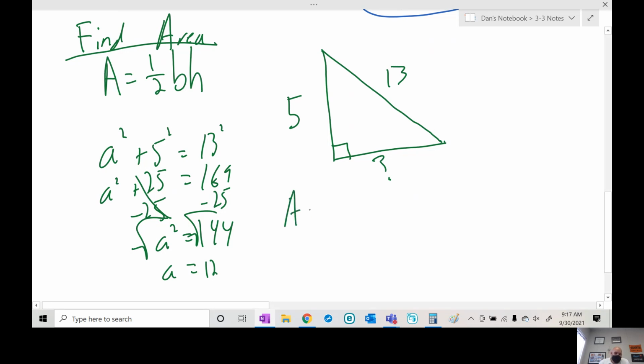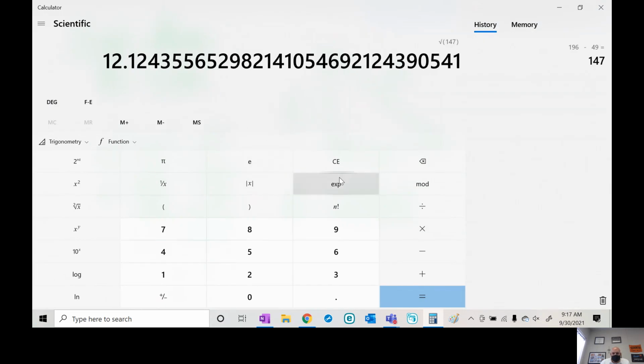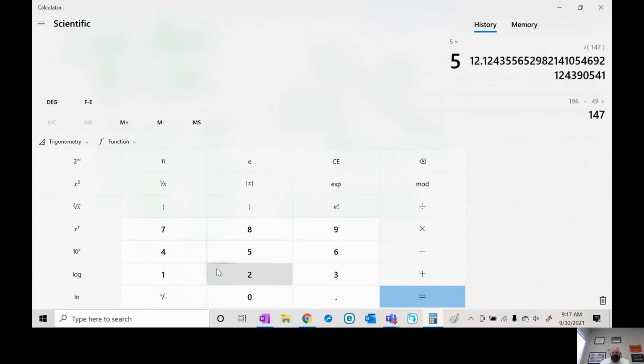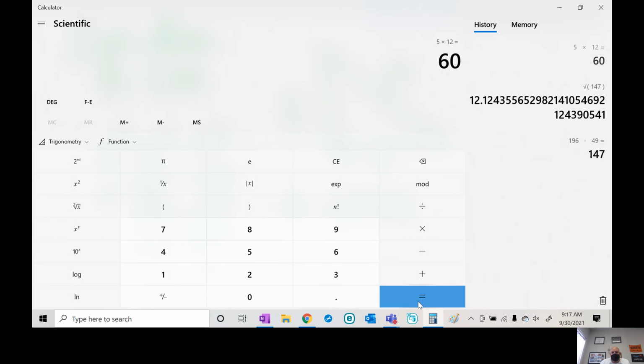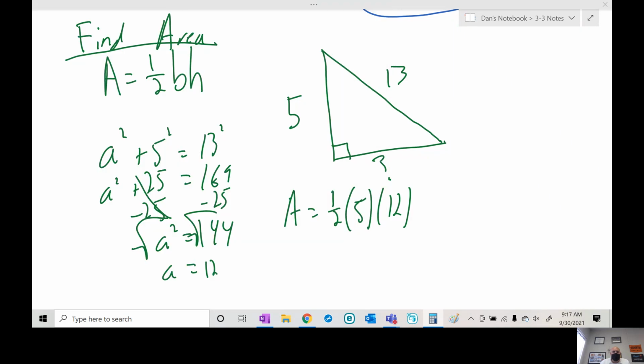So then you're going to say the area equals 1/2 of 5 times 12. So then you're going to do 5 times 12, get an answer, and then you just take half of that, divide it by 2. There you go. The area is 30. Oh, and it'll give you some unit of measure, like inches. So then you'll say the area is 30 inches squared.